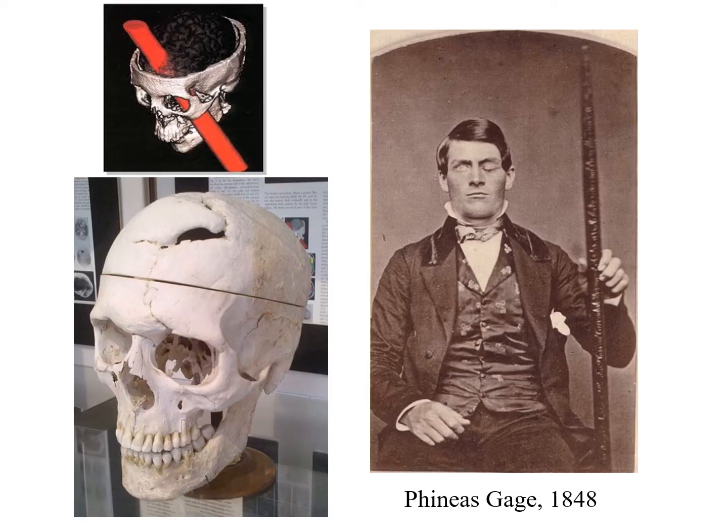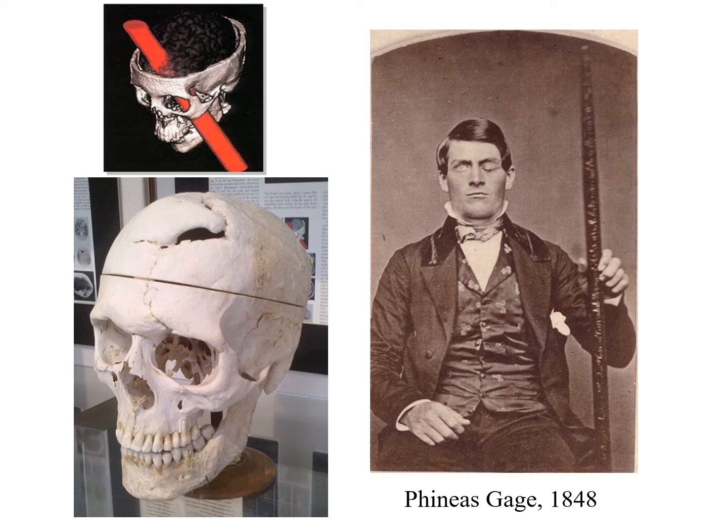This is a pretty famous case study from the 1800s. A British railroad worker named Phineas Gage was using about a 4-foot long iron rod to tamp down explosives. As he was tamping it, the powder ignited and exploded, and it drove the iron rod up through his face and through the top of his skull.